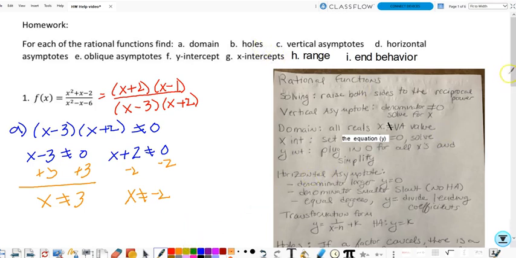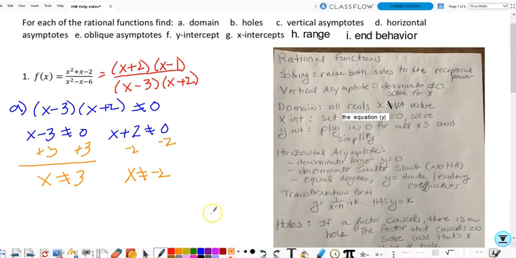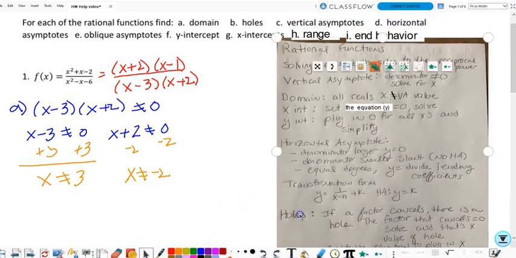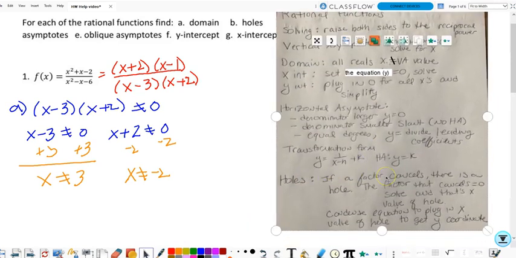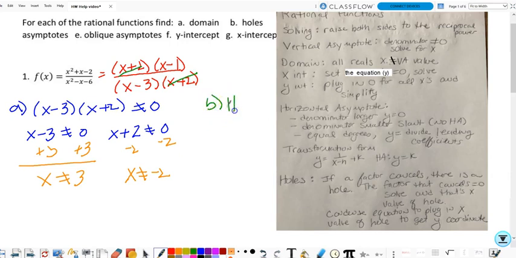Part B is the holes. So my notes to myself here: if a factor cancels, there is a hole. I see that x plus 2 is going to divide by itself. So the hole occurs when that canceled factor equals 0. So that's at the -2. So the x coordinate is -2.